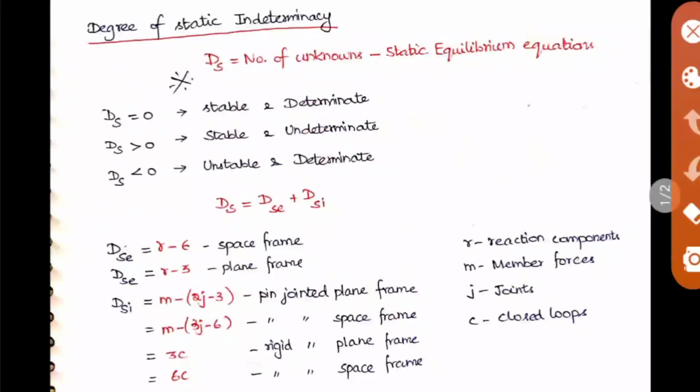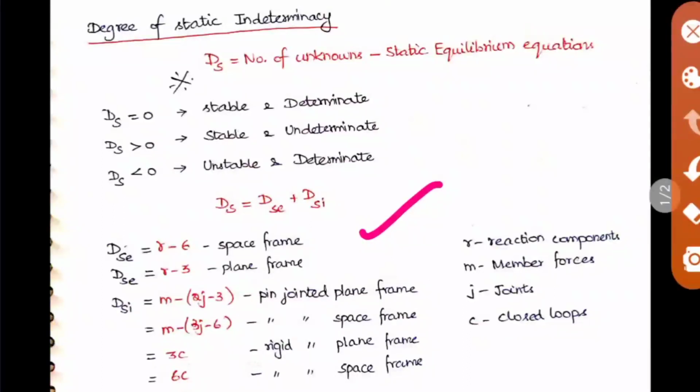Now this DS can be expanded as DSE plus DSI, that is external static indeterminacy and internal static indeterminacy. The previous formula we saw can be directly used for beams, that is enough for beams. When you go for portal frames or trusses, you should use this expanded formula, that is the external plus internal formula.